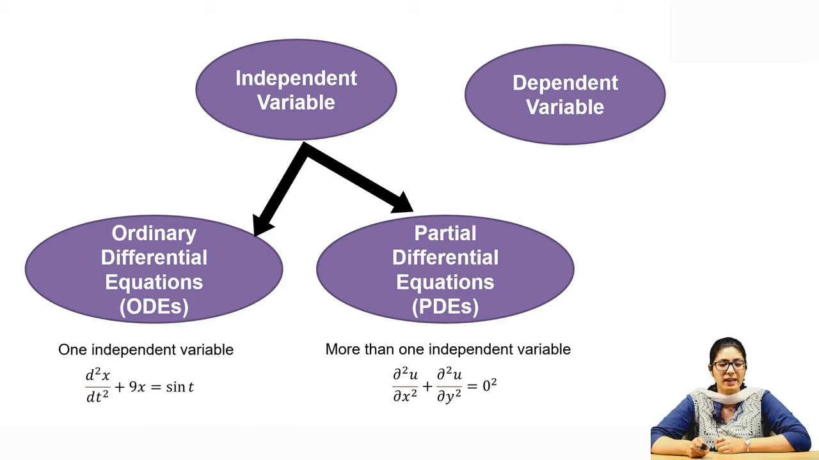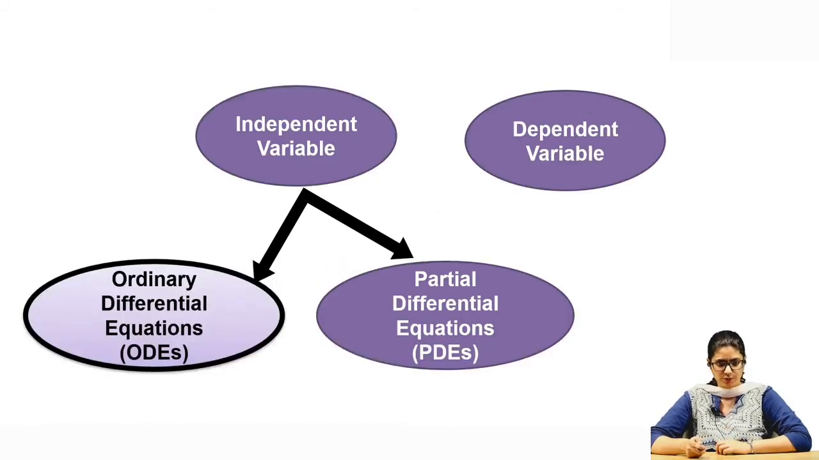In that case, you have del 2u by del x2 plus del 2u by del y2 is equal to 0, right. So here u in the second equation is the dependent variable, and the independent variables in the second equation are x and y. In the first equation, the dependent variable is x and the independent variable is t. So you should differentiate between these, and based on that you have ordinary and partial differential equations. Here we shall be focusing on ordinary differential equations.